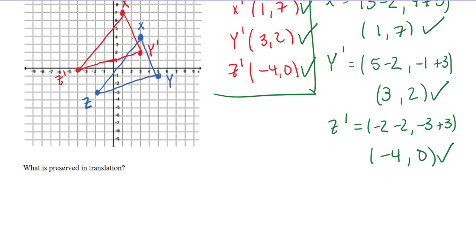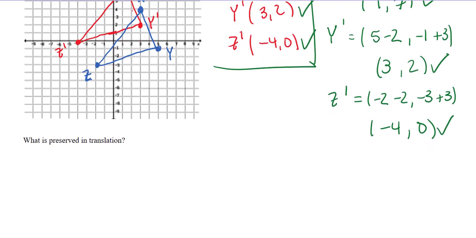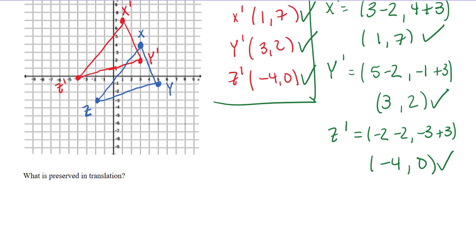We got to the same answer, but this way we didn't actually have to graph the different points and then translate them to the new image. Let's go over one last thing. What do we notice about this? What's preserved in translation? That's a really big deal.